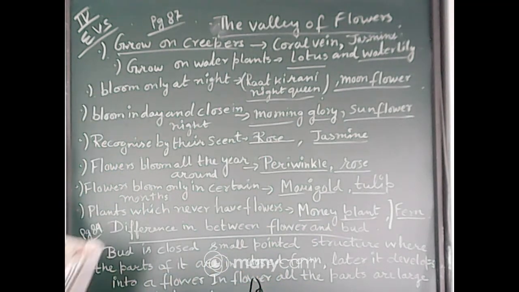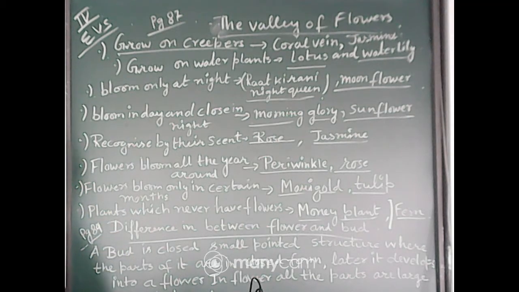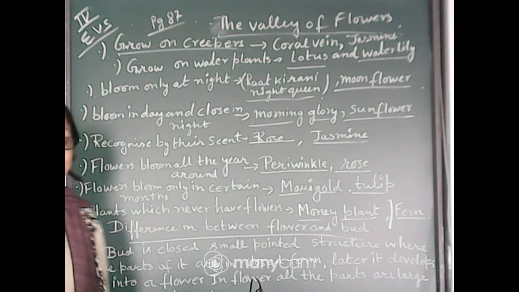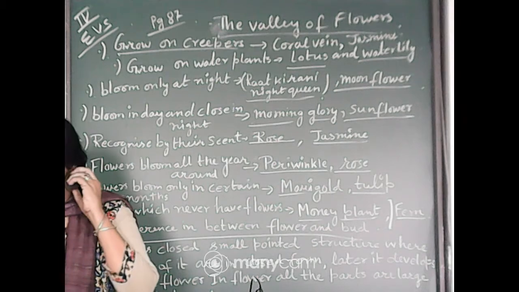Kindly mute your speaker and then write. Okay. Now, a bud is a closed, small, pointed structure where all the parts of it are in closed form. Later it develops into a flower. In a flower, all the parts are large and spread. So this is the answer of page 89.